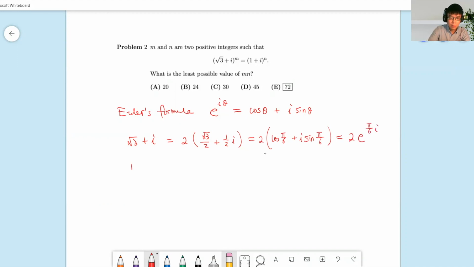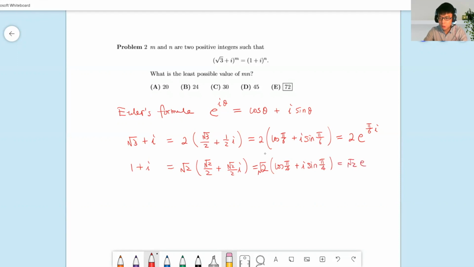Now, let's do the other part, 1 plus i. The modulus here is root 2, so we factor root 2. This is root 2 over 2, the real part, plus root 2 over 2 i, the imaginary part. So this corresponds to root 2 times (cosine pi over 4 plus i sine pi over 4). Accordingly, this equals root 2 exponential pi over 4 i. Let's plug this into the given equation.